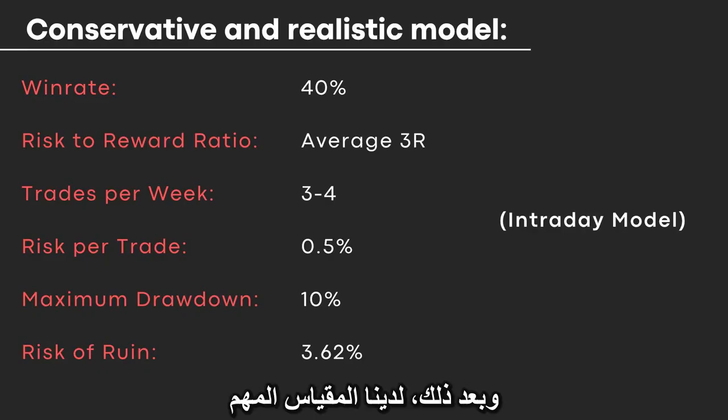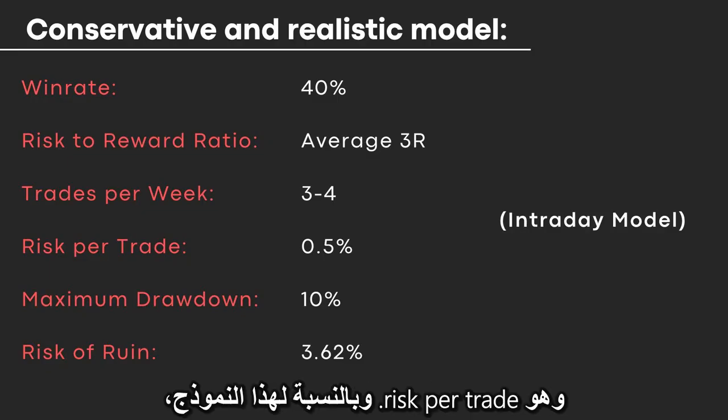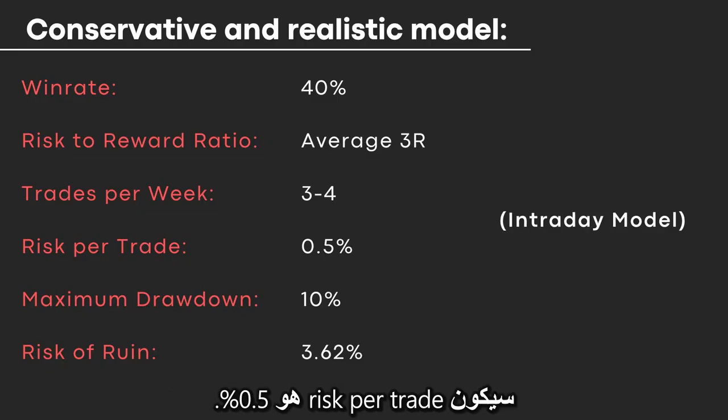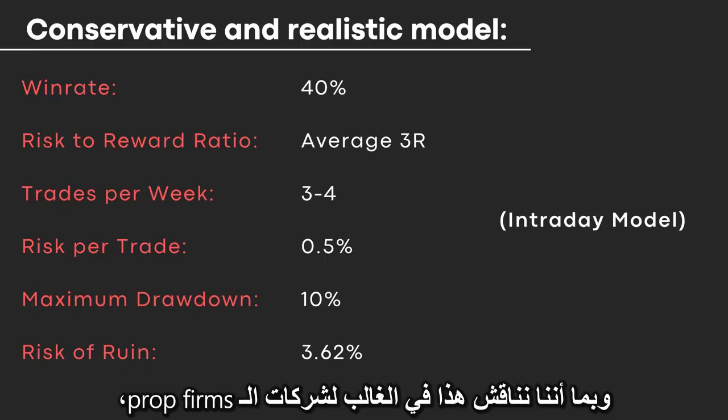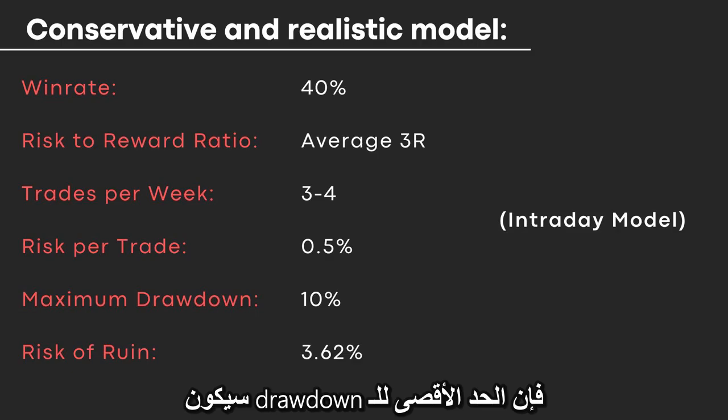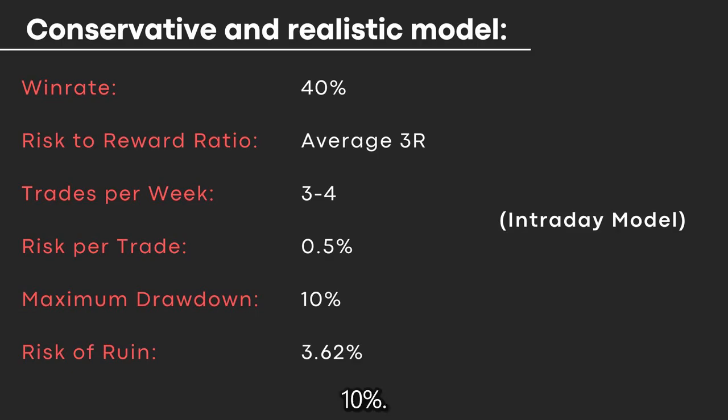And next up, we've got the important metric, which is the risk per trade, right? And for this model, the risk per trade would be 0.5%, right? And as we are discussing this mostly for prop firms, the maximum drawdown limit is going to be 10%, right?